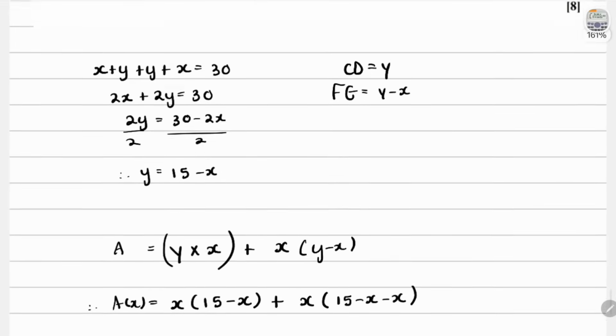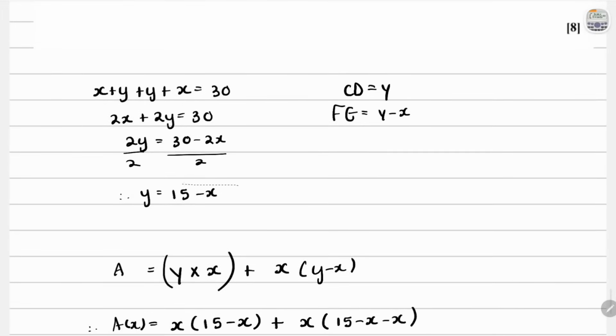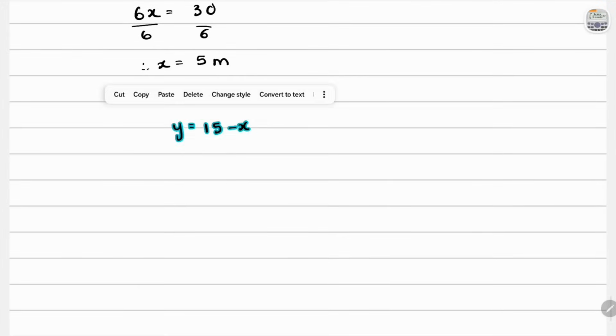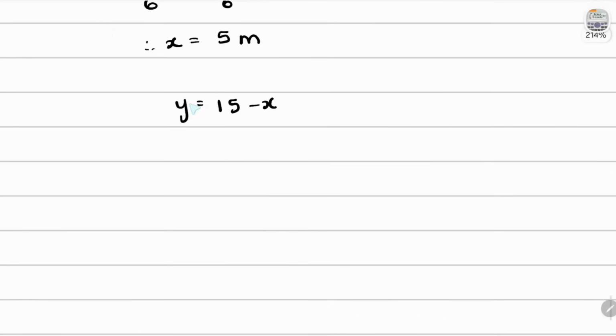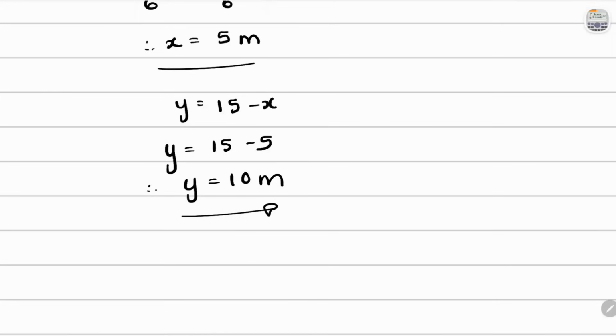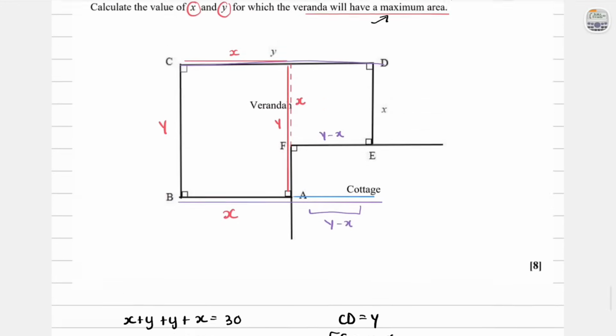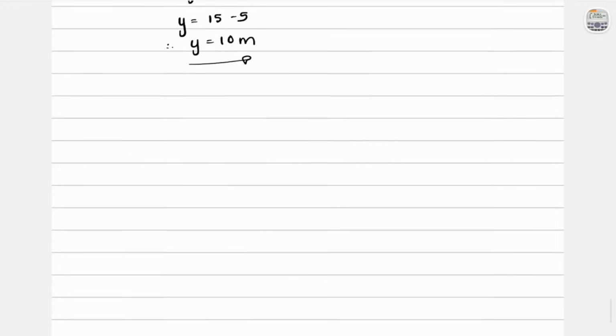And what should y be? Well, we already had an equation for y. So here we can just substitute x in its place. And so y is finally equal to 15 minus 5. Therefore, y equals 10 meters. And that is our answer. x should be equal to 5 meters, while y is equal to 10 meters, so that we can have a maximum area. Okay, and that is it for question 10.